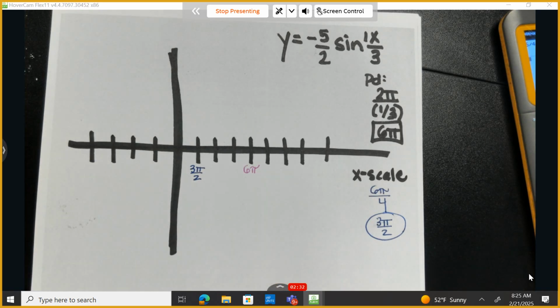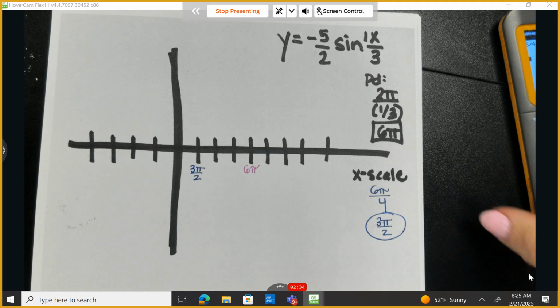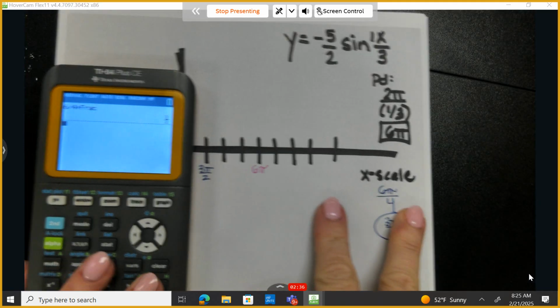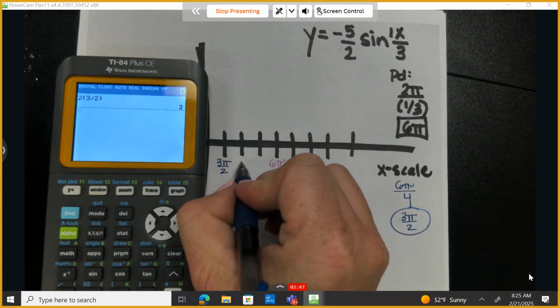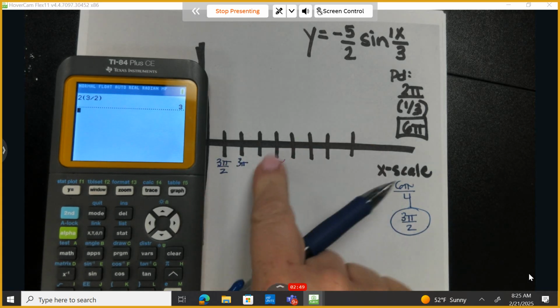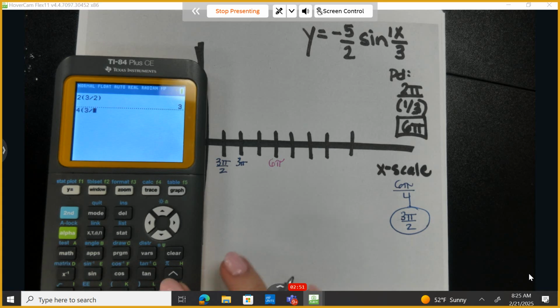Now the beautiful part about using a calculator is that from this point forward, I'm not going to stress about fractions. So I'm going on to step number 2. I'm going to omit the pi symbol, and I'm going to take 2 times 3 halves, and it is 3, so 3 pi. This is step 4. 4 times 3 halves. Oh, I must have done something wrong.